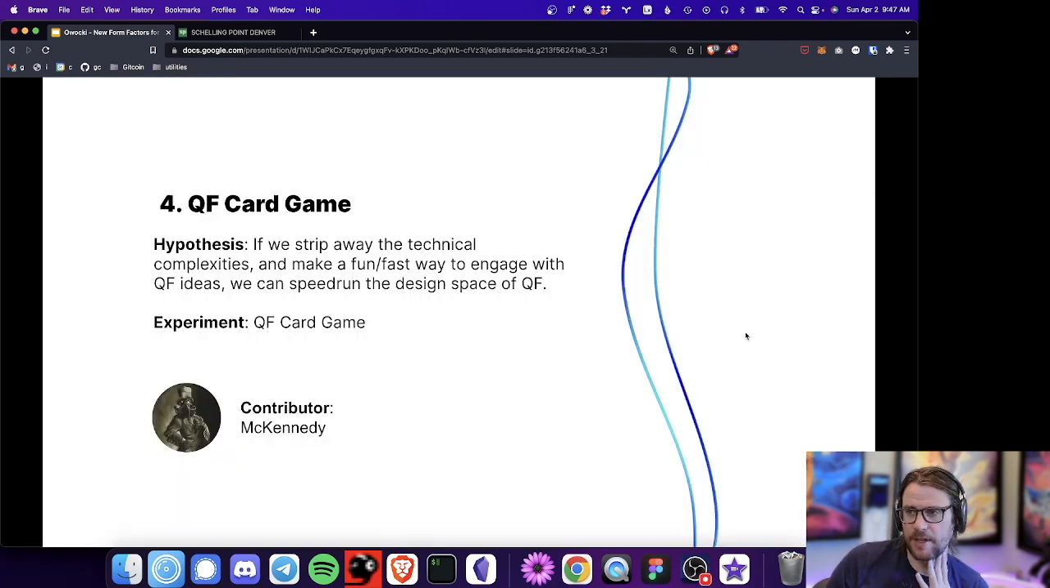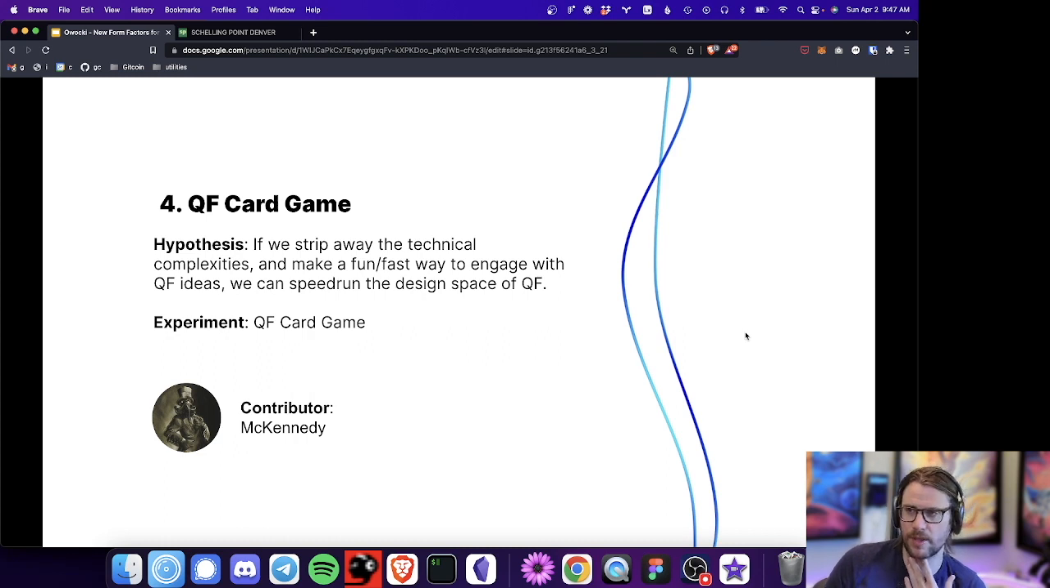All right, next project that we've built on top of Gitcoin Grant Stack and a new form factor of quadratic funding is a QF card game. So basically the hypothesis here is that if we strip away the technical complexities and make a fun and fast way to engage with QF ideas, we can speed run the design space of what's possible in quadratic funding.